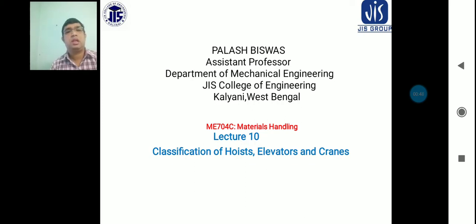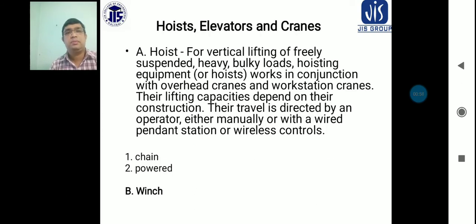And today we will discuss the classification of hoists, elevators and cranes. This is my lesson number 10 under the subject of materials handling. Hoists, elevators and cranes will be discussed for their classification. First, we need to know what a hoist is.